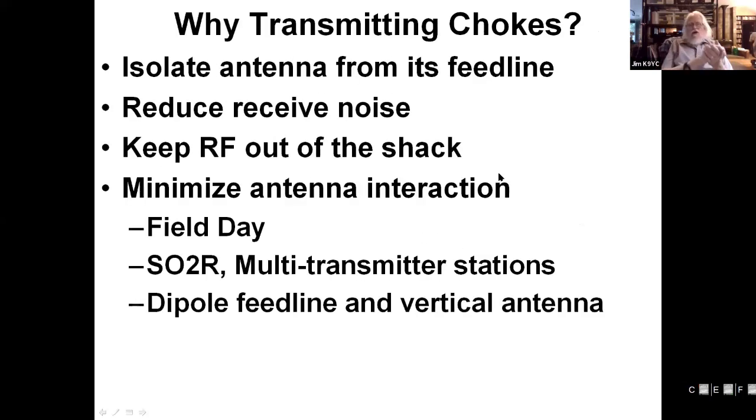So why do we want transmission line chokes? We want to isolate the antenna from its feed line. We do that because we want to reduce receive noise. That is the primary reason we use chokes. The secondary reason is to keep RF out of the shack. And RF is often in the shack because we've screwed up bonding. We'll talk about that a little later. And we want to minimize antenna interaction for Field Day, SO2R operations, and some other situations I'll tell you about.